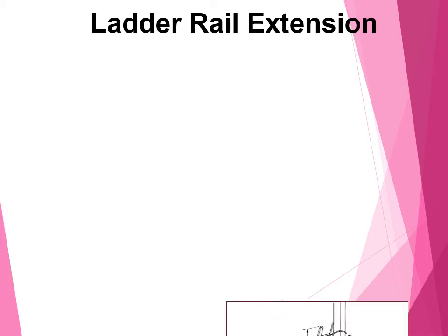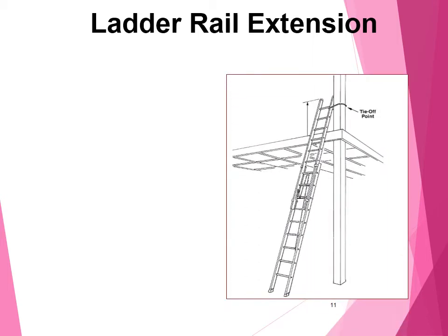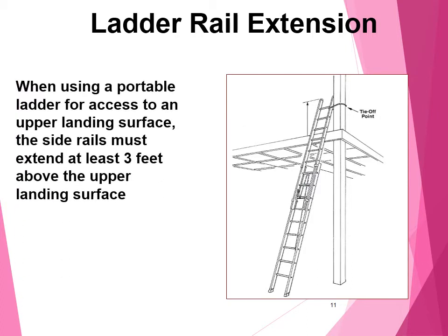Ladder rail extension. Whenever you are extending a ladder, ensure that it is tied in the fashion shown in the image. When using a portable ladder for access to an upper landing surface, the side rails must be extended at least 3 feet above the upper landing surface, and tie this to the top structure.